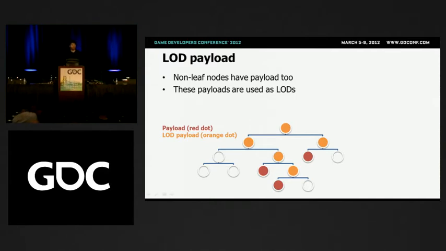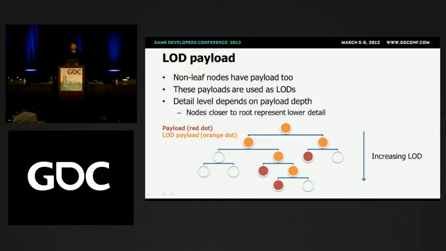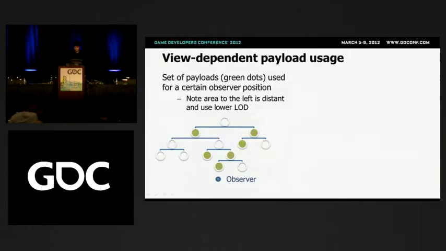When you have a quad tree, it's quite common to have the payloads or the data at the leaf level. In the Frostbite engine, we have data on all levels in the quad tree. The inner data, which is orange in this picture, represents LOD. The closer the data is to the root node, the lower LOD it represents.